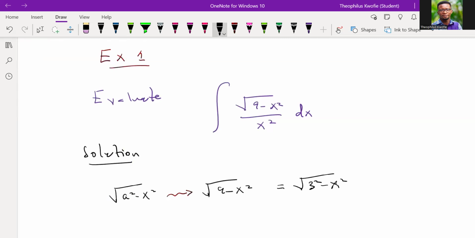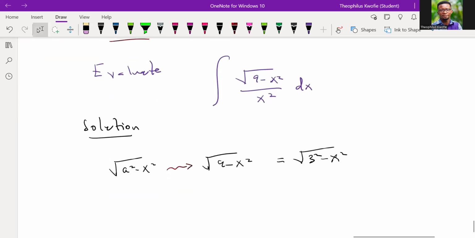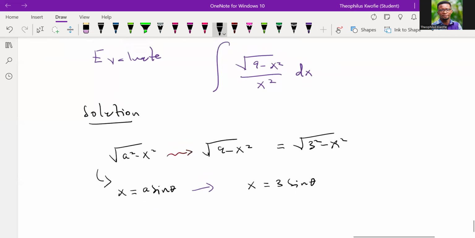Okay. Very good. So on that note, per what we learned earlier on, we said that this expression has the substitution with x equal to what? A sine theta. Okay. So by leveraging that, we can have x equal to what? What is now my a? My a is 3, okay? Very good. So with that, remember we are now transitioning from x to theta. So we want to have that in mind, okay?